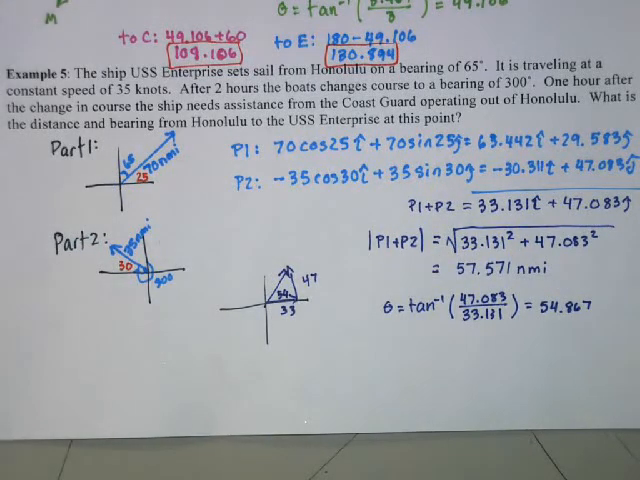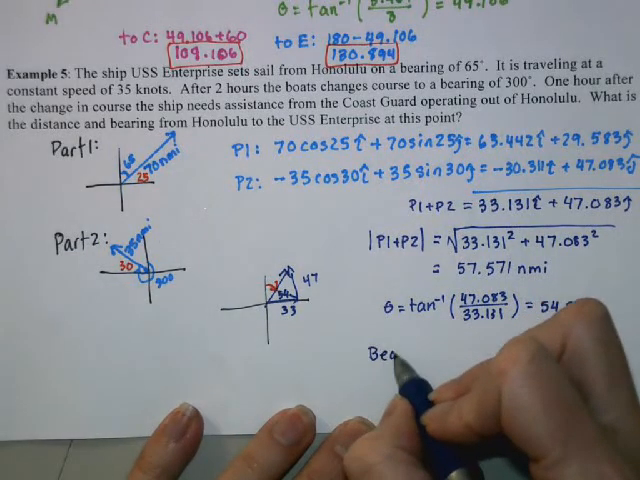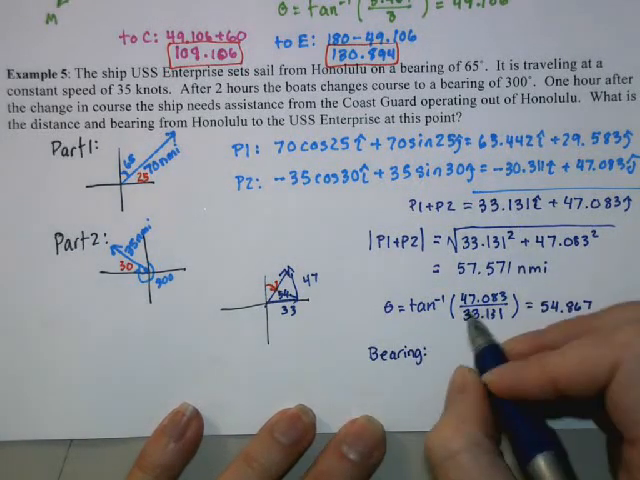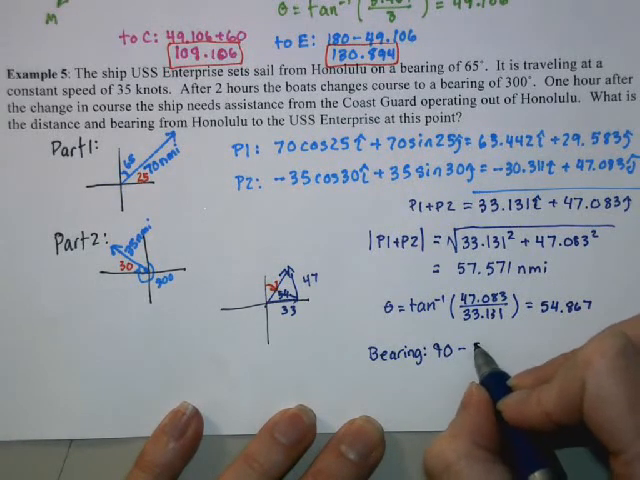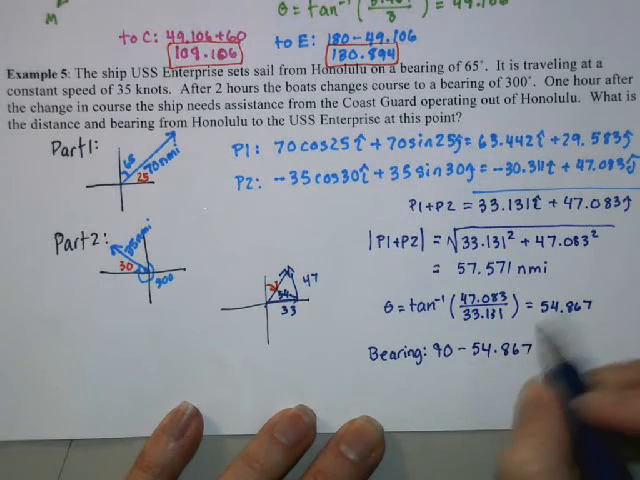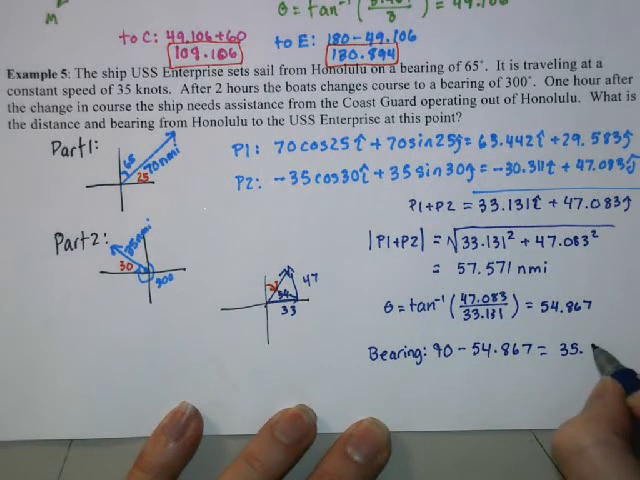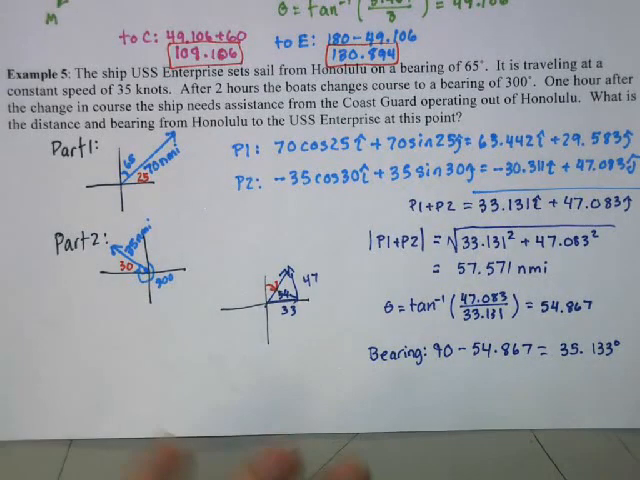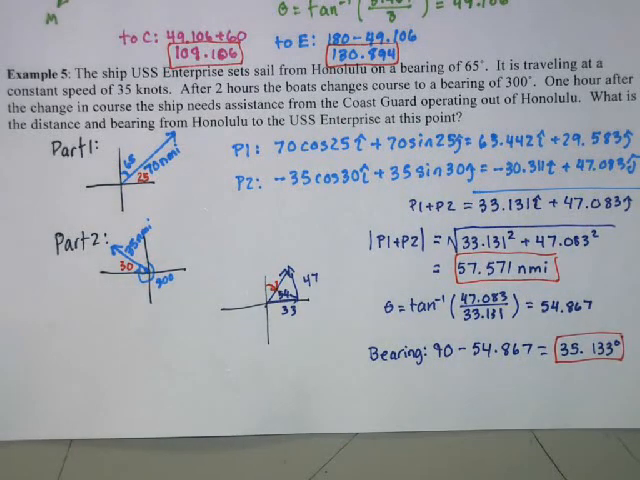What we want is the bearing from due north. So we're going to take our answer and subtract it from 90. So our bearing, where we're going to send the Coast Guard, is at a bearing of 35.133 degrees. Okay, so those are different applications of vectors.